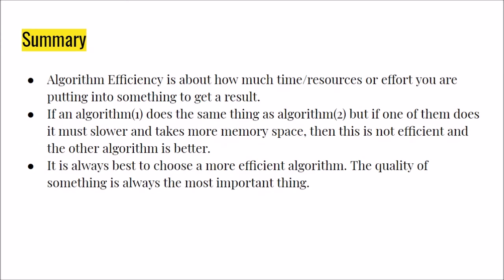Alright, so in summary, algorithm efficiency is about how much time and resources or effort we are putting into something to get a desired result. If algorithm 1, let's say, does the same thing as algorithm 2, but one of them does it much slower and takes more memory space, then it's not efficient, right? And the other algorithm would be far superior. It's always best to choose a more efficient algorithm because the quality of something is always the most important thing.